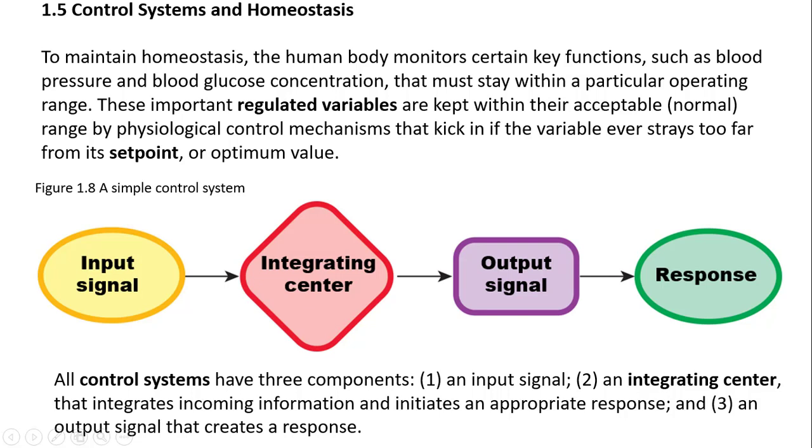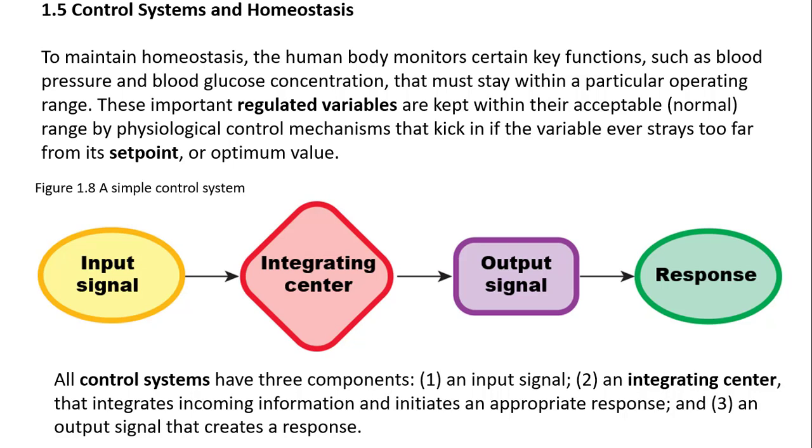Okay, so far we have talked about homeostasis as being a state in which a variable, such as blood pressure, is maintained relatively constant. We haven't really talked much about how that occurs, though. So to maintain homeostasis, the human body monitors certain key functions, such as blood pressure and blood glucose concentration, that must stay within a particular operating range.